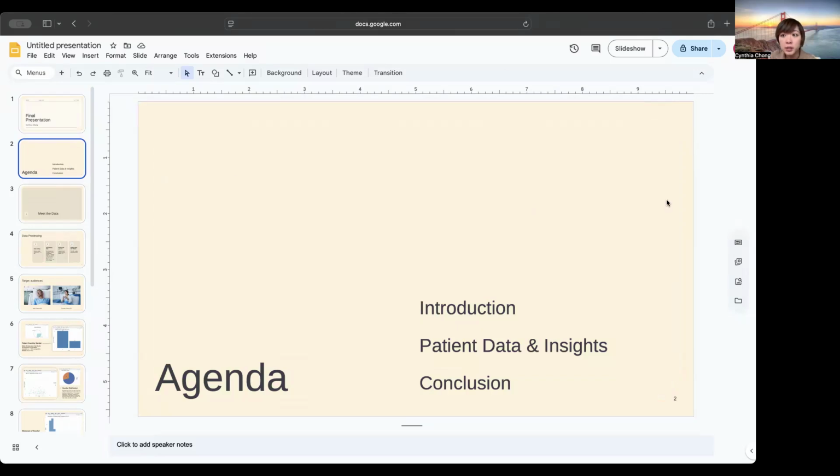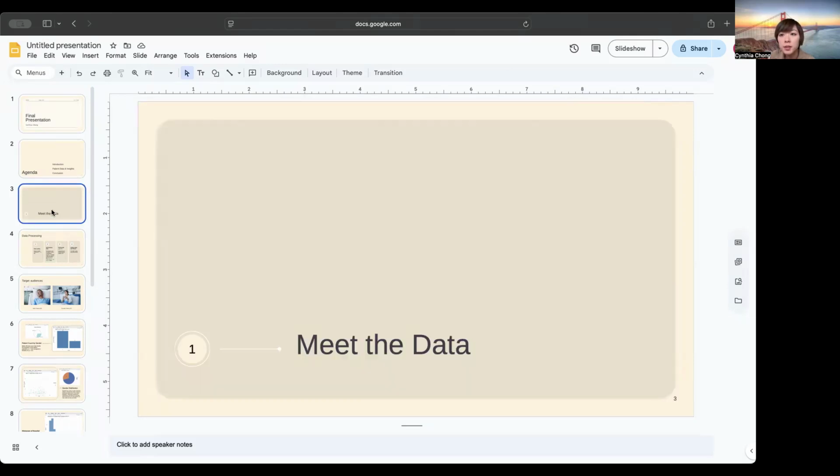So the agenda will be introductions and some analysis of the patient data and insights. Lastly, I will present the conclusion. So first of all, meet the data.